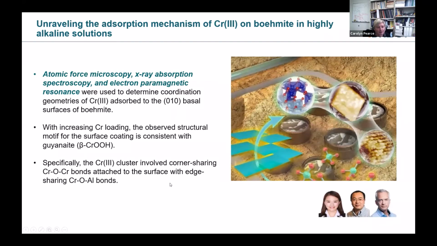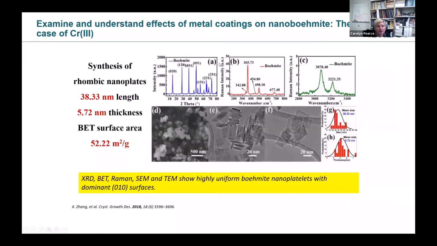So I'll just move forward. To begin with, we wanted to understand the effects of metal coatings on boehmite, and we're using chromium as the case study. And so the starting point is these very well characterized boehmite materials that are nanoscale. We know the surface area and the size distribution and the crystal structure of these materials very well.